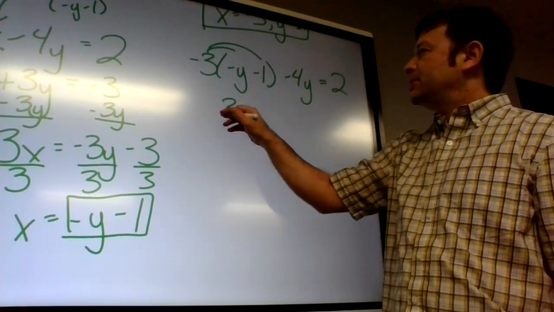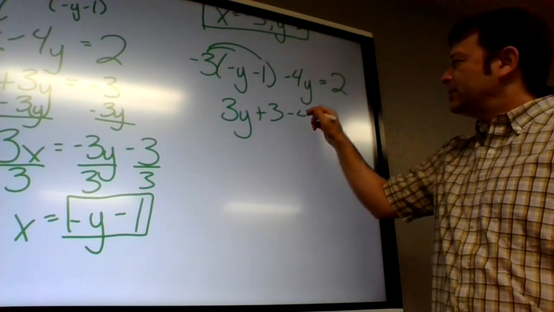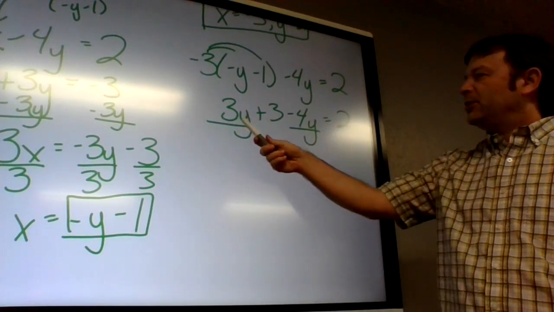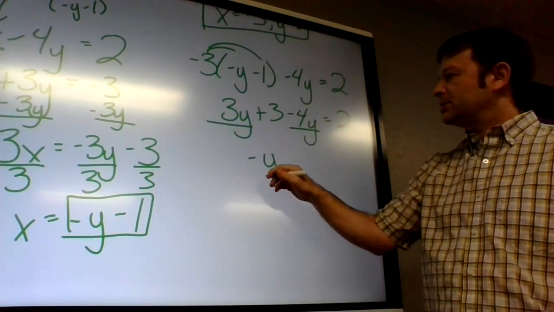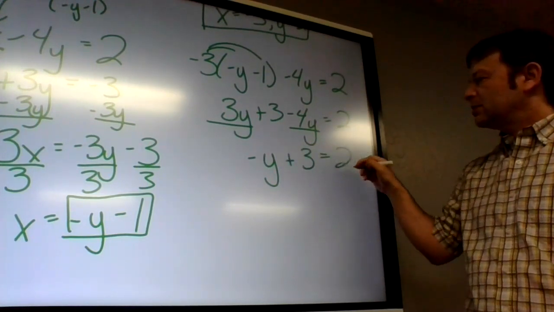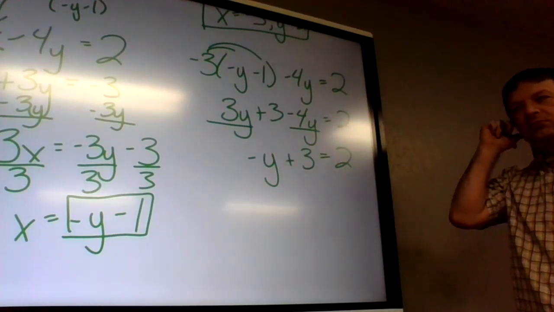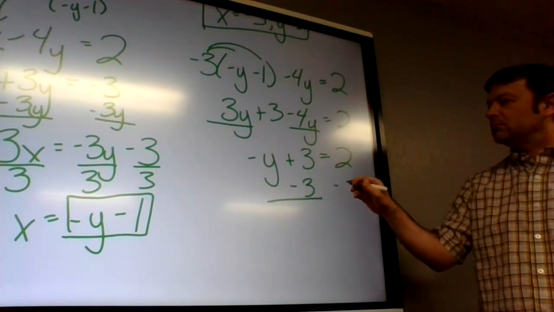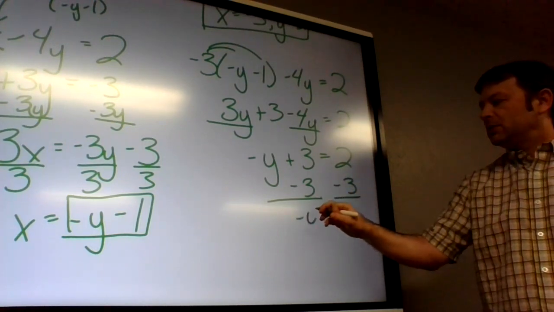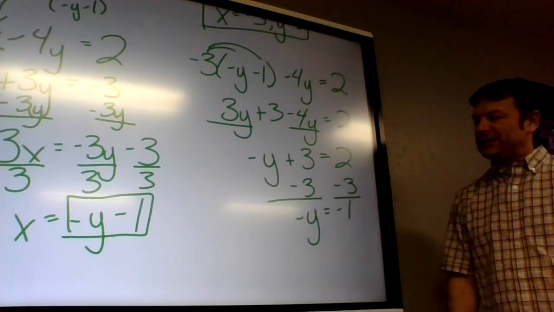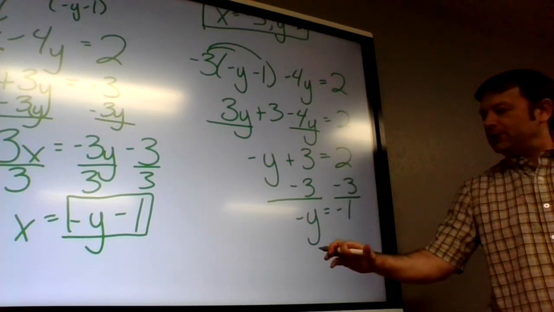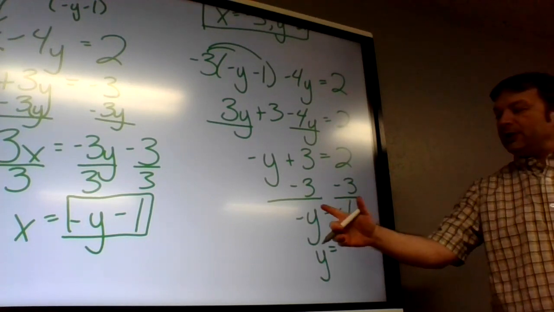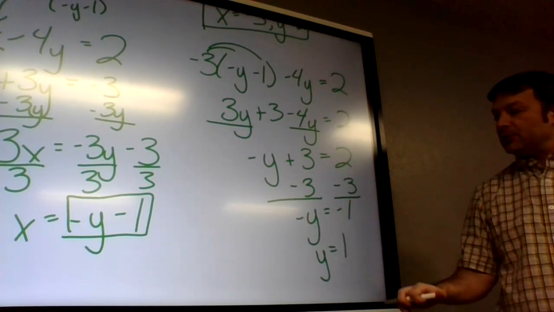So distribute 3y plus 3. 3y minus 4y is negative y. So I got negative y is negative 1, which means y would be, so basically you divide both sides by negative 1, that would make them both positive. So y is 1.